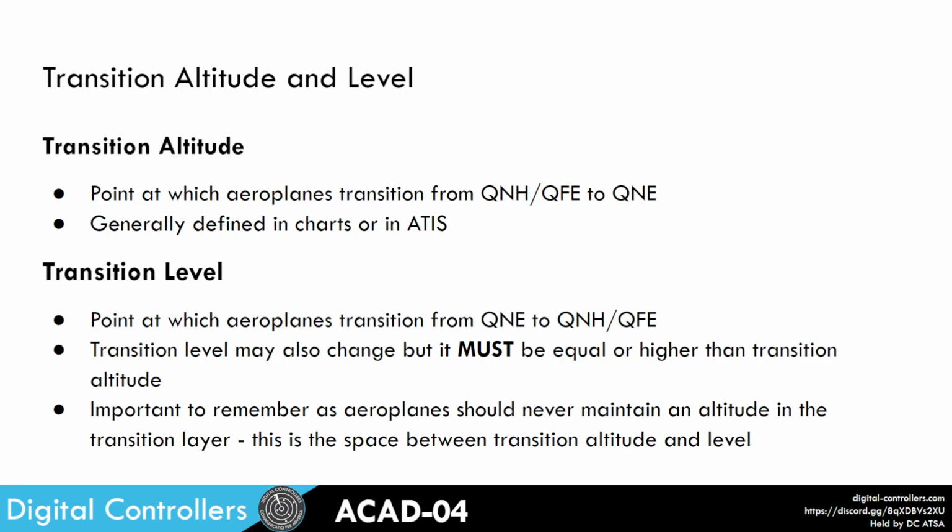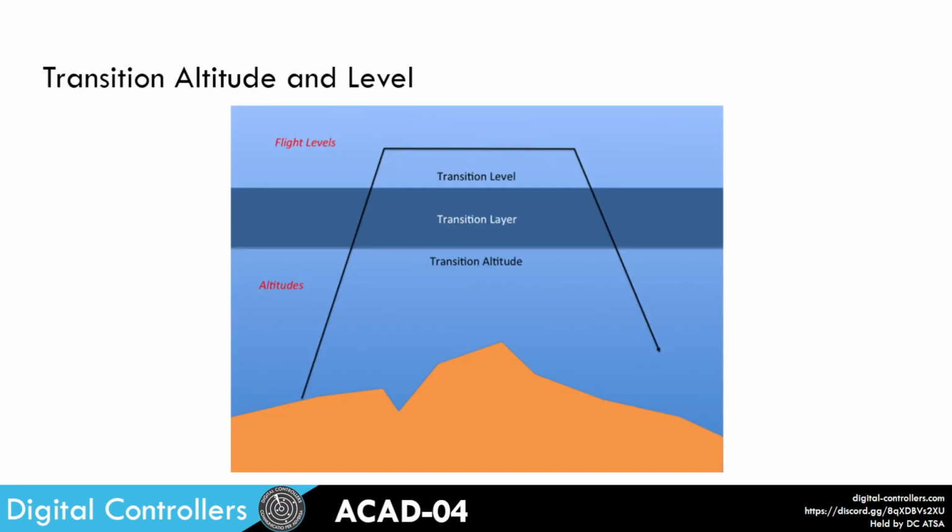Due to the different pressure settings, it is important to remember that aircraft shouldn't maintain an altitude within the transition layer, which is what we call the physical space between the transition altitude and transition level. This image might be more descriptive: we go from altitudes or heights, then we climb through the transition altitude, the aircraft switches to QNE, then we go into the flight levels, they cruise, they descend back through the transition level and change back to a QNH or QFE, and are then back in the altitudes or heights.